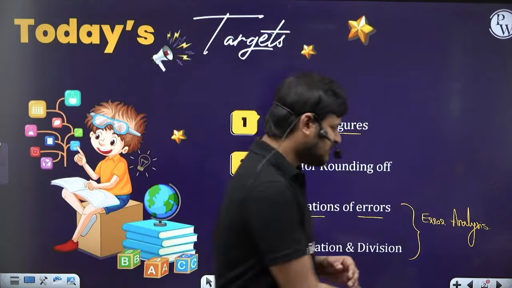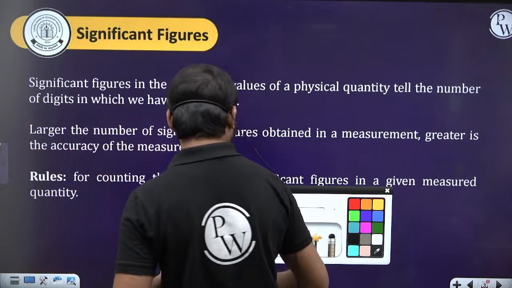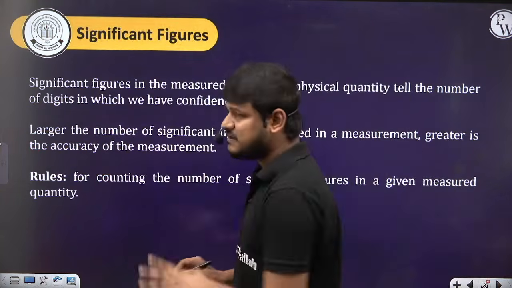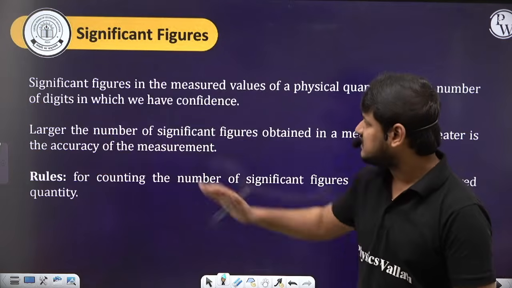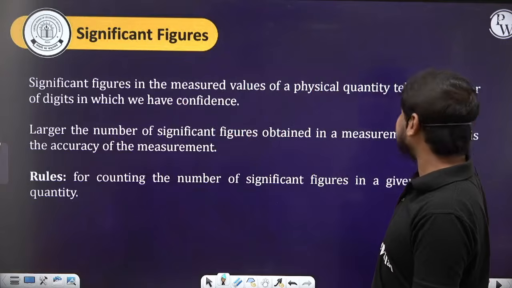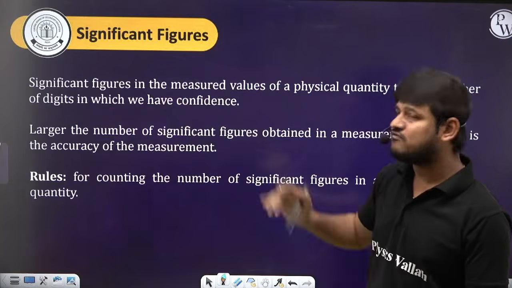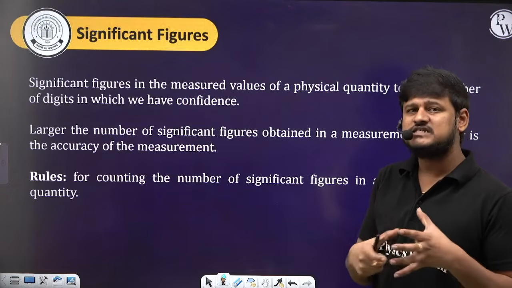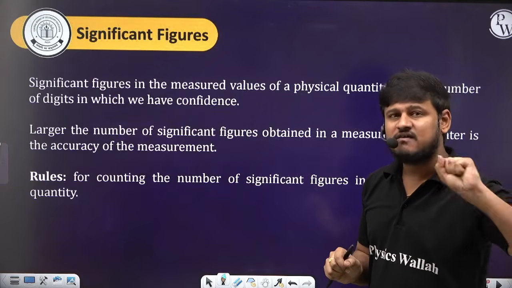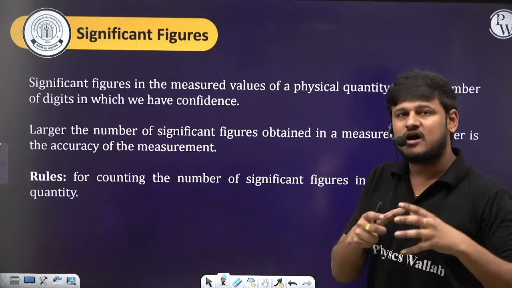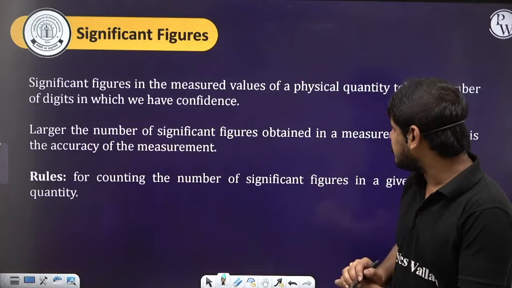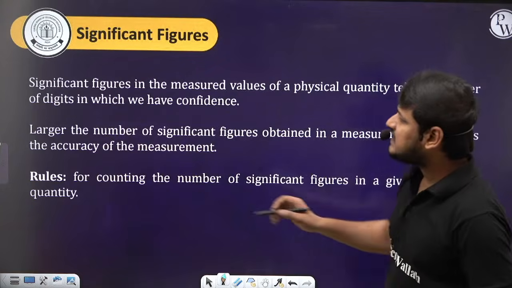Chalo. So let's begin with the significant figures. You will understand the significant figures with examples, but let's see the theory first. Significant figures in the measured values of a physical quantity tell the number of digits in which we have confidence. If we give some number, in how many digits we have confidence, that means how accurate it is. Okay, so the larger the number of significant figures obtained in a measurement, the greater is the accuracy of the measurement.